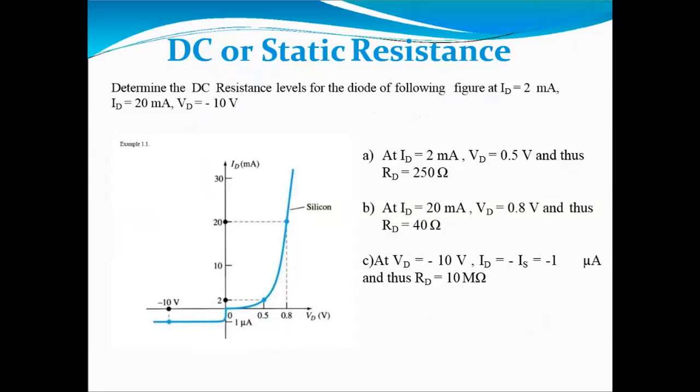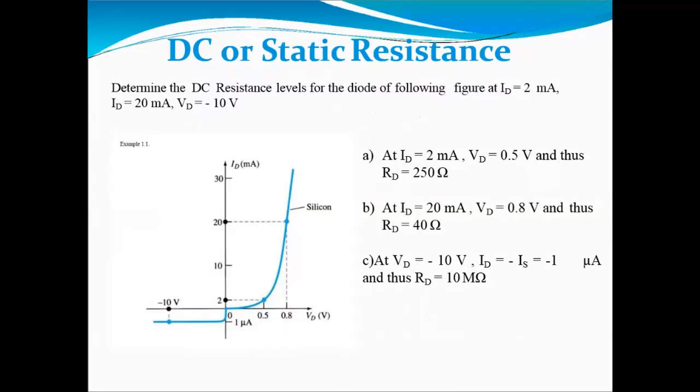Next, DC or static resistance. Determine the DC resistance levels for the diode of the following figure at ID equal to 2 milliamps, ID equal to 20 milliamps, and VD equal to minus 10 volts. Part A. So this is one problem. Using static means constant.